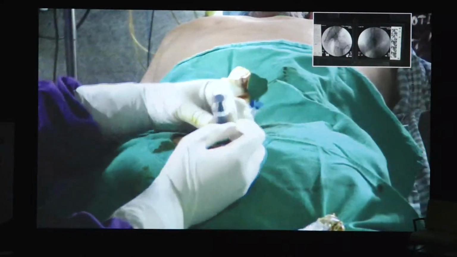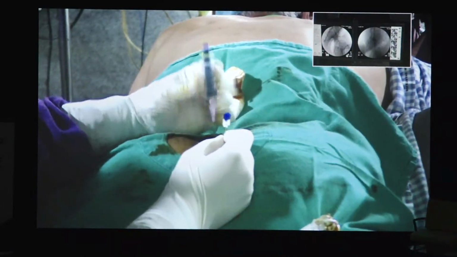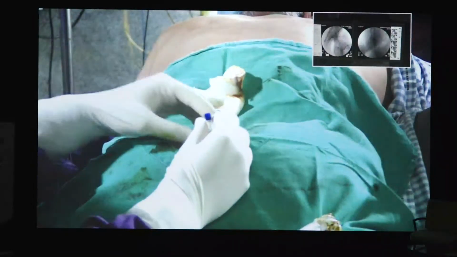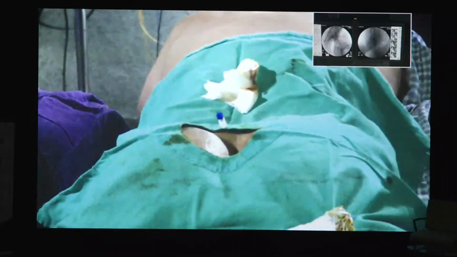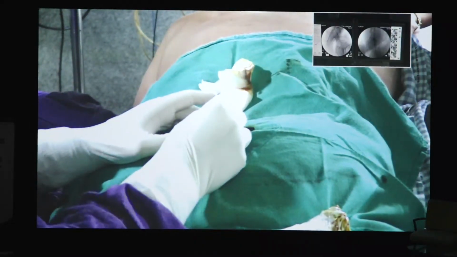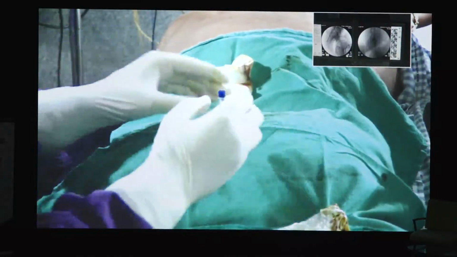I think we can make it 50-50 now. So half the procedure side and half the image, fluoro image. Can you enlarge the fluoro images, please, also?